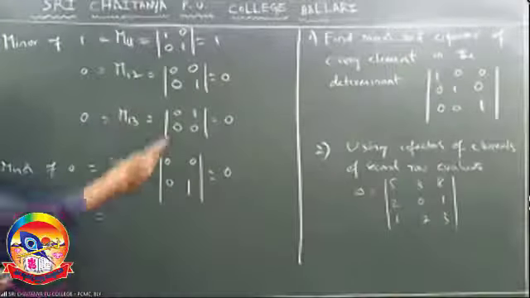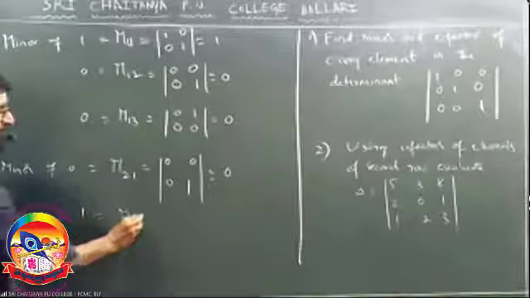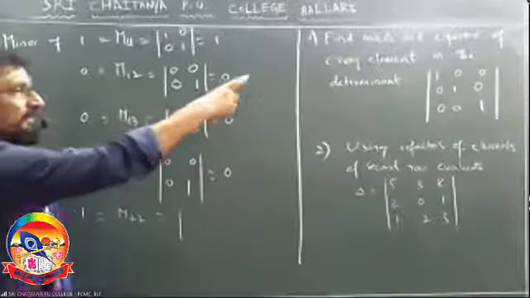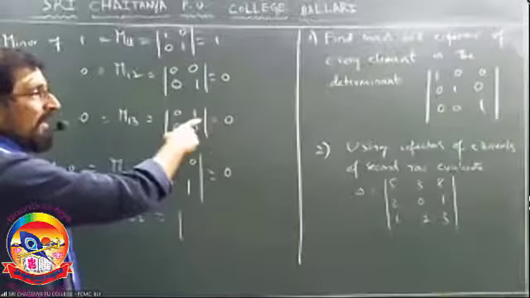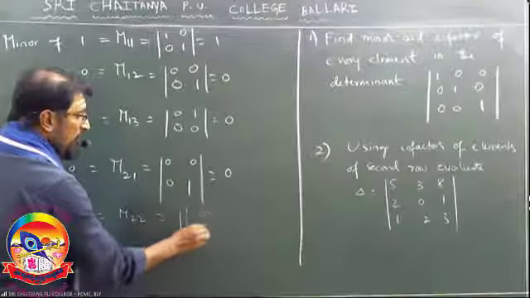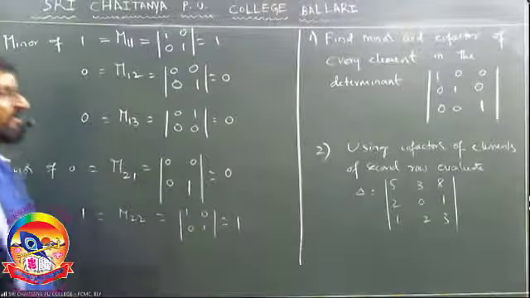Now, minor of the middle one, which is 1, that is M22, equal to the determinant after eliminating the second column and the second row. You are going to get 1, 0, 0, 1, which is equal to AD minus BC, which is 1.